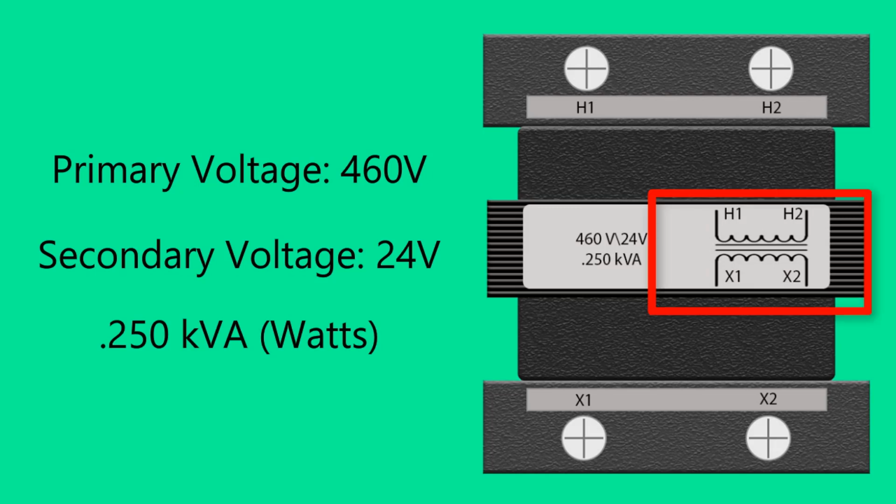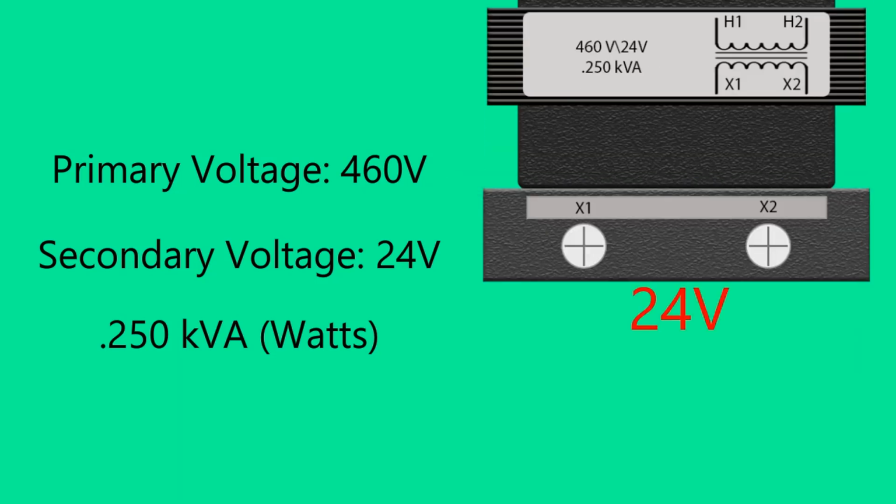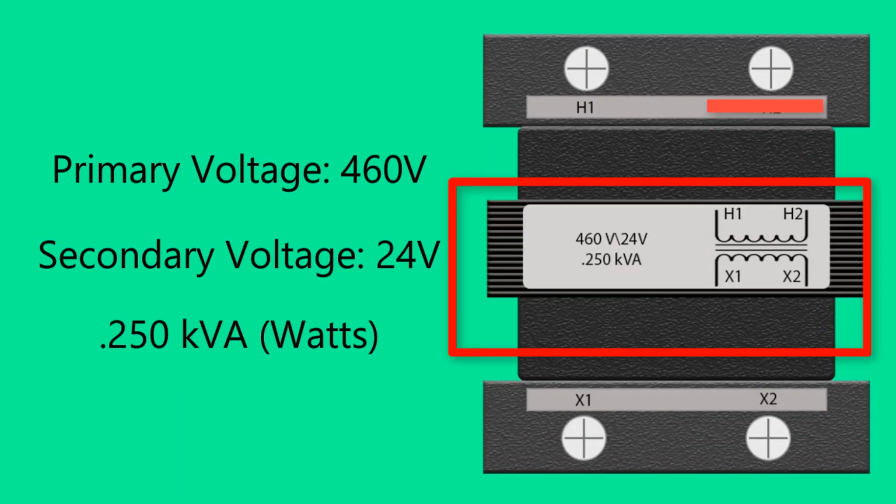The schematic symbol for a transformer identifies the primary and secondary connections. The 460 volt primary connections are identified with H1 and H2. The 24 volt secondary connections are identified with X1 and X2.